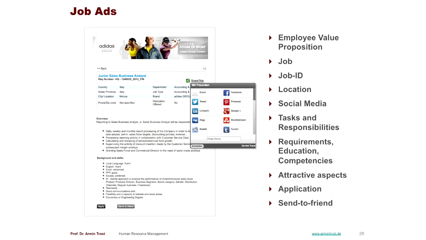So, this is how job ads look like. I don't have to tell you what a job ad is. Just indicating real quick what are the typical elements of a job ad. What we have nowadays on a modern job ad is an employee value proposition. We're going to talk about this concept in much detail in the upcoming session. But at this point, it's a promise.